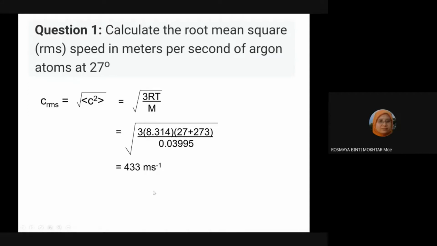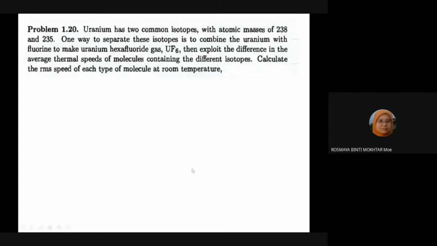Easy, right? The harder part maybe the derivation. So you can also use 3kT per m. But the m here, remember, the m for the first formula is the mass for one molecule, not the molar mass. So you must convert the molar mass to the mass of a molecule. This one is for mole. Molar means per mole. So must be very careful. Okay, we try one more.